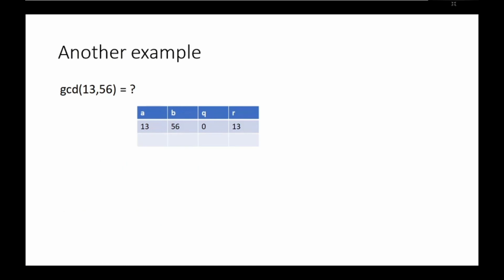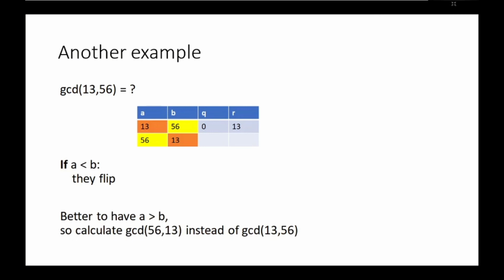And now we're going to add another row to the table, and we're going to use the B and R from this row to the next row, such that we have an A of 56 and a B of 13. Now if you look at the A and B of the first 2 rows, you see that they have flipped. Why is that? Well, that's because we started with an A that was smaller than a B. And if we do that, the algorithm flips them. So actually it would have been better to start with an A that is greater than a B, so to calculate the GCD of 56 and 13 instead of the GCD of 13 and 56, because then we could have skipped the first row.